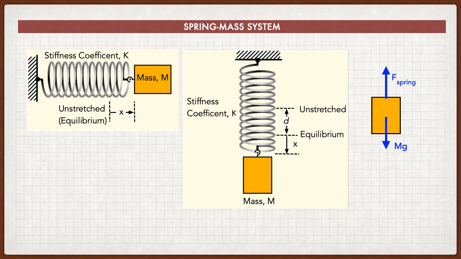Let's FBD the mass. The spring force pulls up, the weight force down. Define down as positive. Apply Newton's second law. The net force equals ma. Net force, that's mg down, so positive, minus the spring force up, k times d plus x. This net force equals ma.